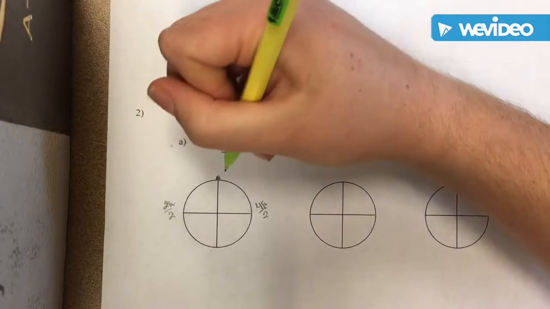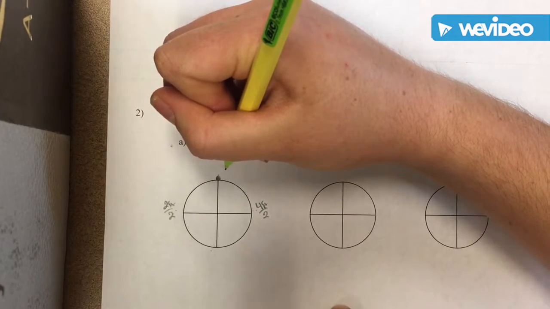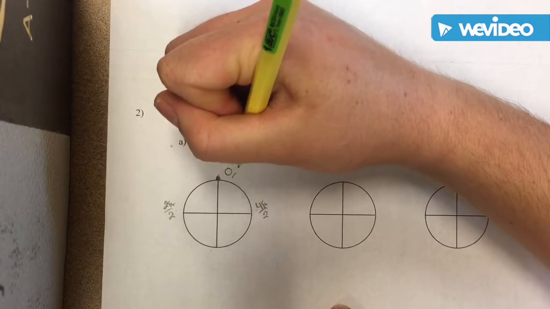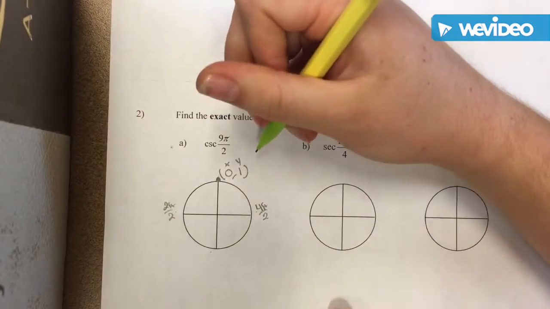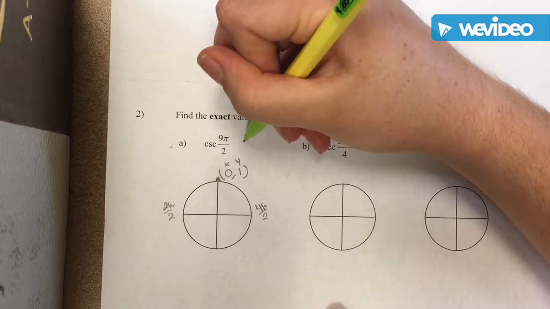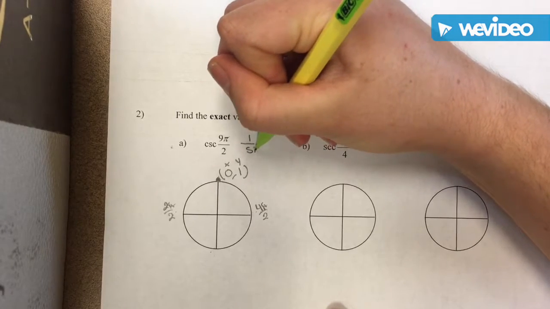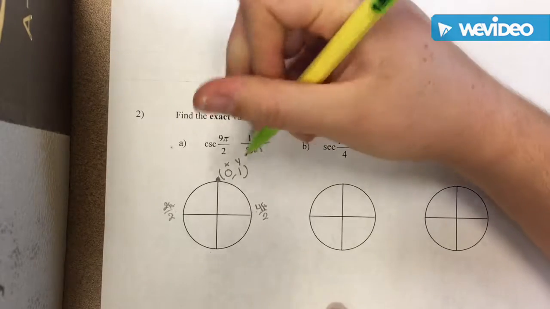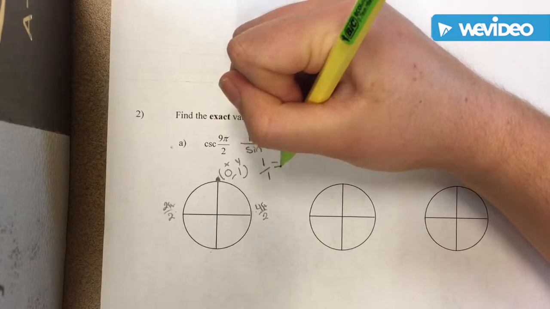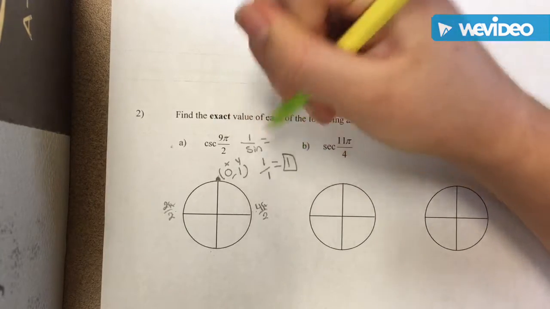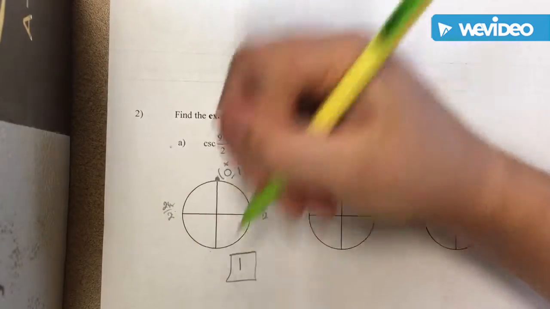And the location at 9 pi over 2 is 0, positive 1, x and y. Now, since cosecant means 1 over sine, you're going to have 1 over 1, which equals 1. So 1 would be your answer.